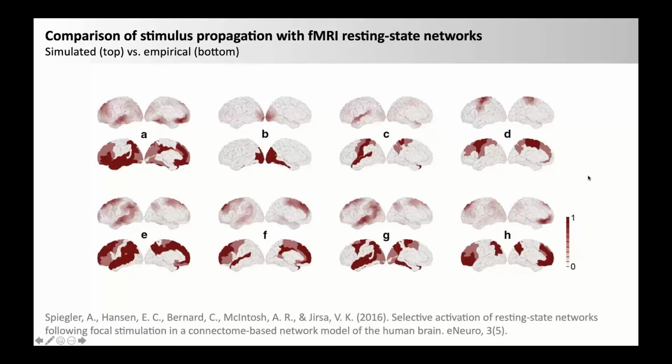He was able to recreate them all. So in the upper part, always you see what he found from his simulation, and the lower part is how the resting state network is known. So you see quite a good overlap between the virtual brain simulation and real data from fMRI.